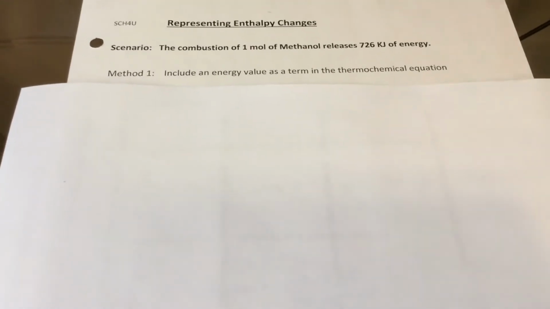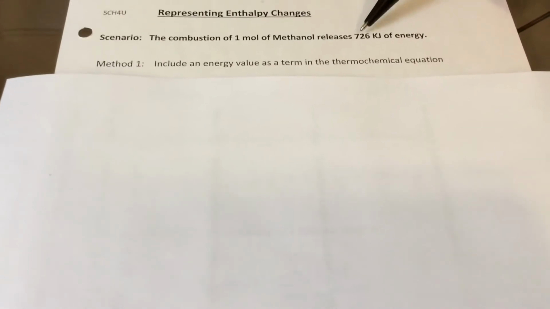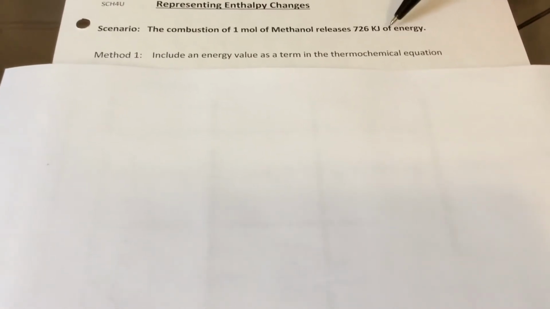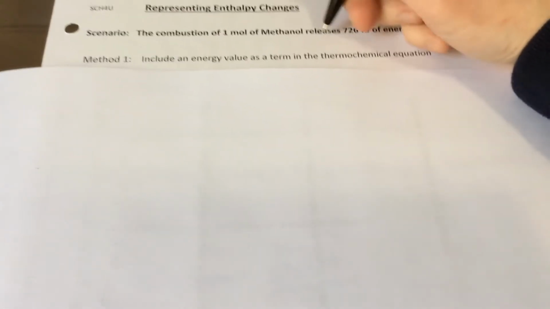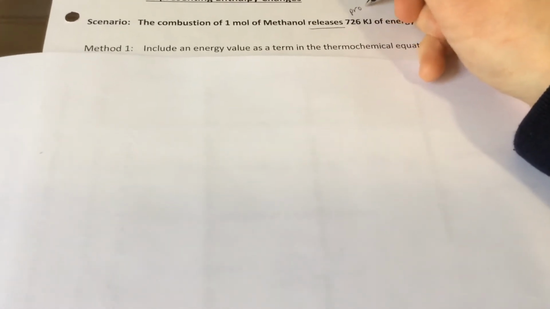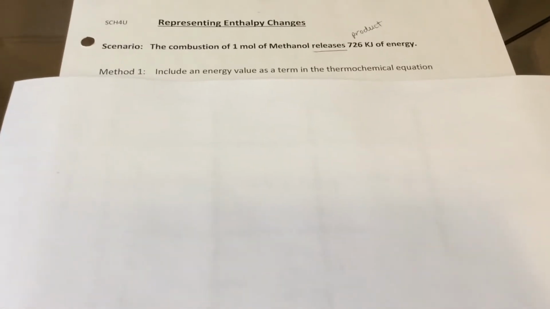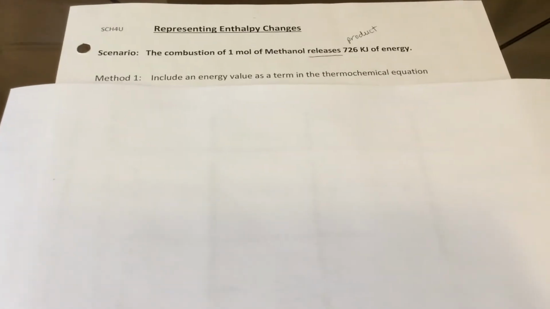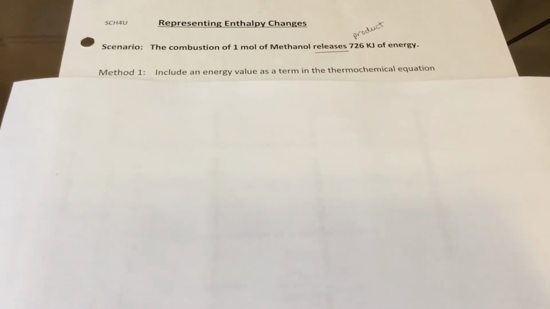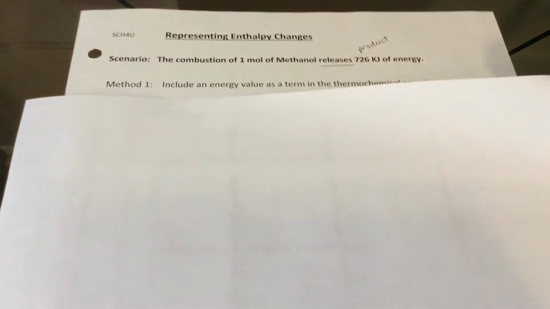Here's the first scenario. The combustion of 1 mole of methanol releases 726 kilojoules of energy. The fact that this tells us it releases means that this is a product. It is produced from the reaction. In combustion, we're going to have the methanol, which is the fuel, react with oxygen, and it's going to produce carbon dioxide and water.